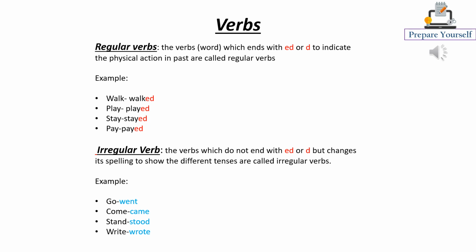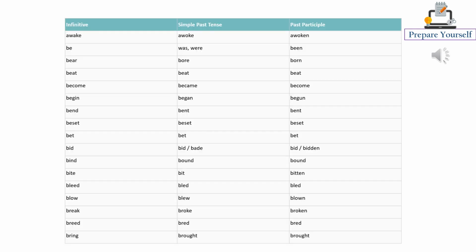Whereas in irregular verbs, the verbs do not end with ed or d, but change their spelling to show the different tenses. For example, go, went, come, came, stand, stood, write, wrote. In the next slide, you will get a number of different irregular verbs. Friends, you should always remember these words and you can have a look at them multiple times.